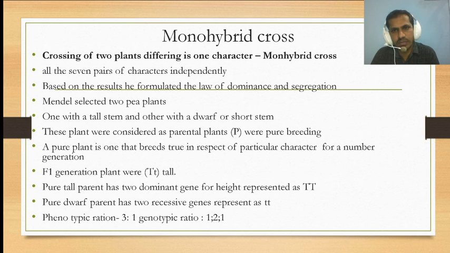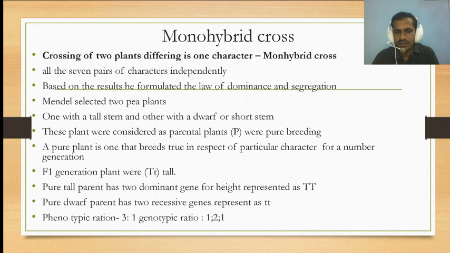What is a monohybrid cross? Mono means single. Hybrid means a cross between two parents. So we get a perfect or desirable parent. It is the crossing of two plants differing in one character, also called a monohybrid cross, a cross between one set of characters.